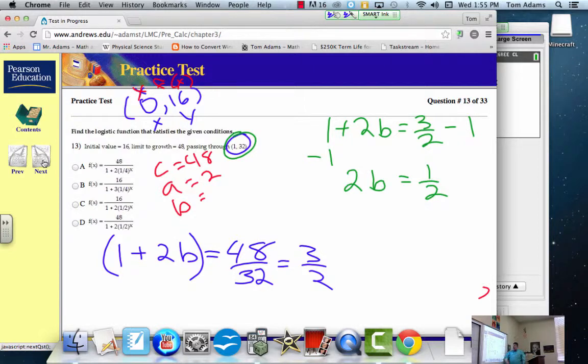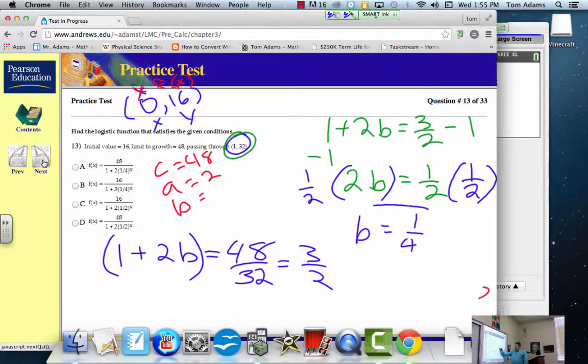So now, how do I get rid of this 2? We're not done. Divide. Or I can multiply by 1/2. Whatever I do on one side, I do to the other. What's 1/2 of 2? 1. 1 times b is? We're done, right? No, you have 3/2. Now you gotta pick, which one of these is it? A. Yay! You guys are smart.